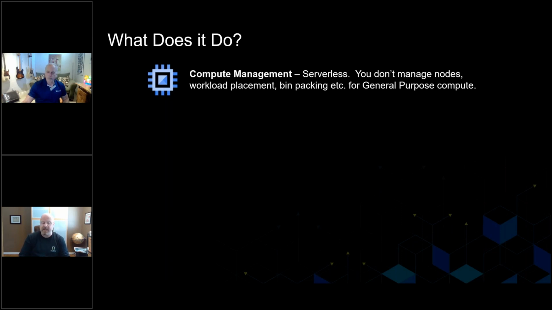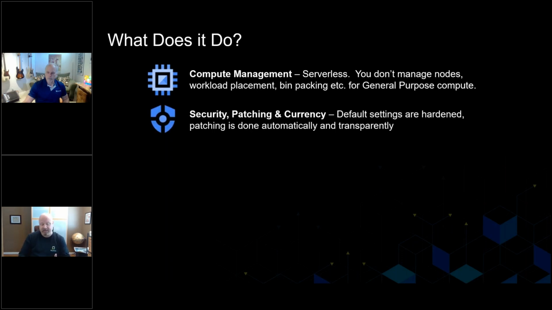So there's a lot of things that you no longer have to worry about. That's all handled automatically by GKE Autopilot. Again, Andy mentioned the security patching and currency. So by default, when you deploy a cluster, you're going to have a hardened cluster that's already pre-configured for you. That's not something that you have to invest a ton of time and effort into. The default settings are already secure and hardened. And also with things like patching, you're not going to have to be rolling out OS patches to nodes. You're not going to have to be worrying about patching Kubernetes. All that stuff is part of the managed service for you.